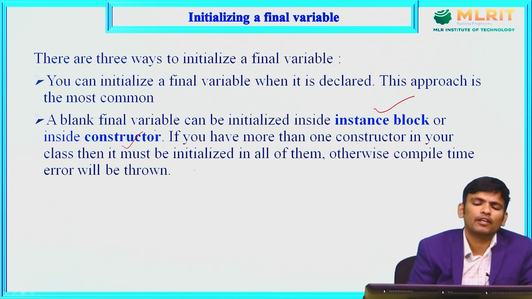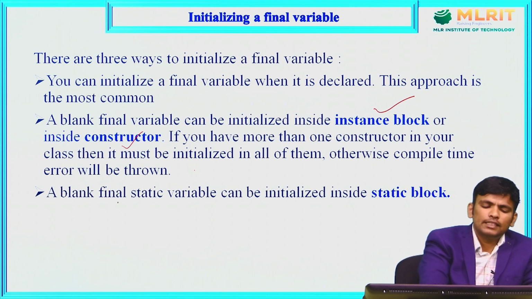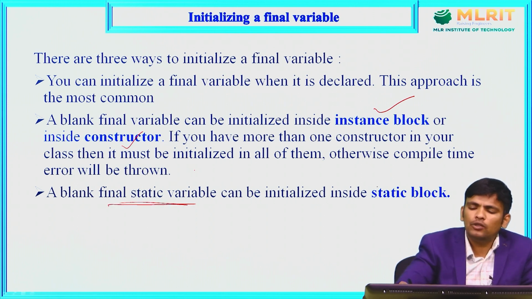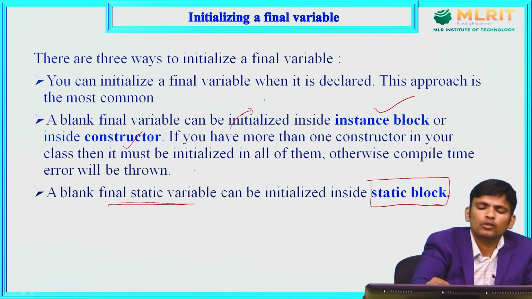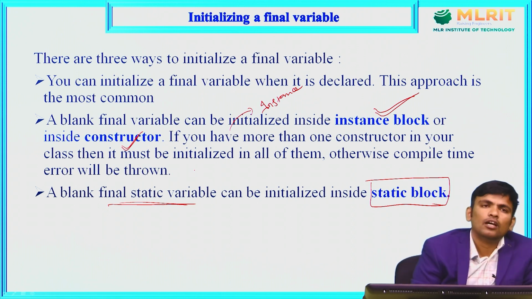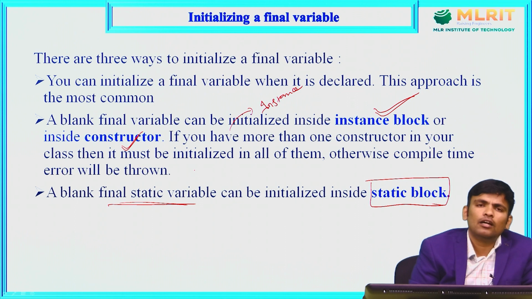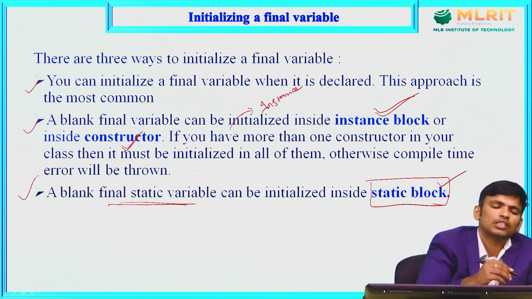Suppose the final variable is an instance variable. What if the final variable is static? If the final variable is a static variable, then you can initialize it within the static block. So this statement talks about instance variables: if you want to initialize an instance final variable, you can initialize it either within the instance block or the constructor. If the final variable is a static variable, you can initialize it within the static block. So these are the 3 ways we can initialize a final variable.